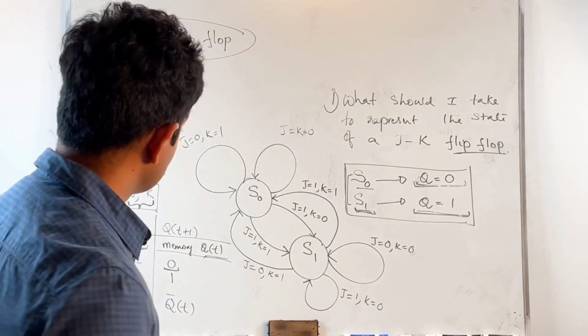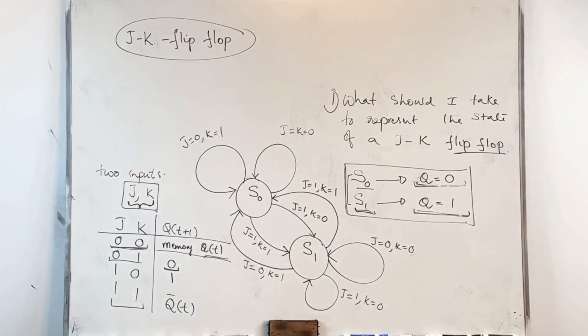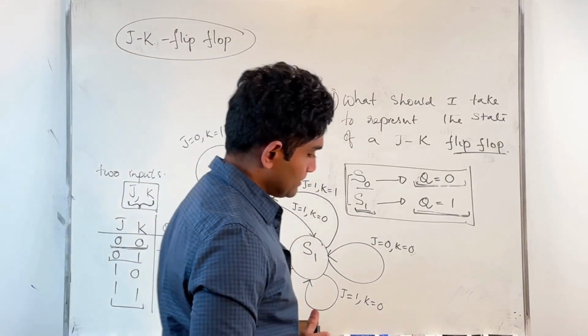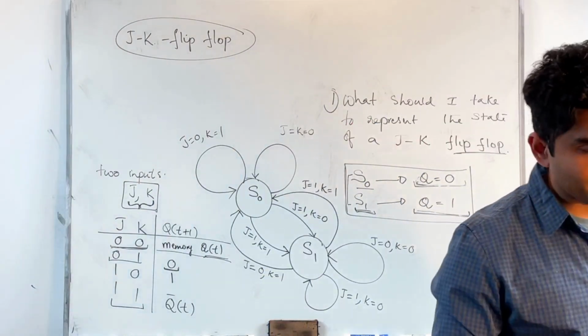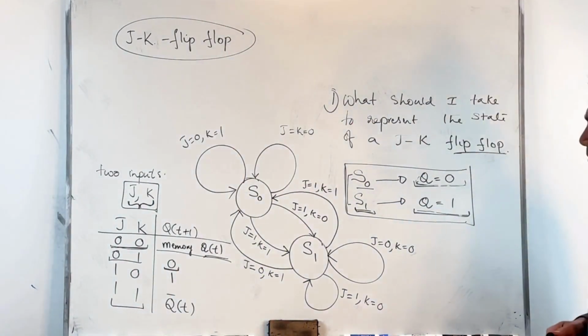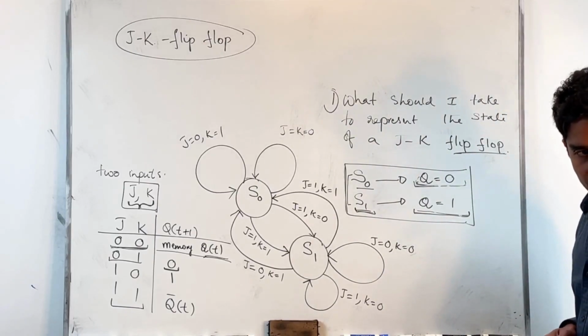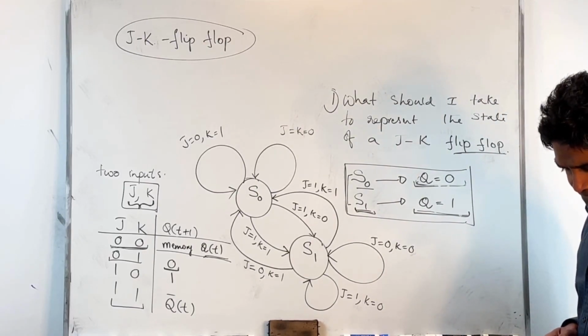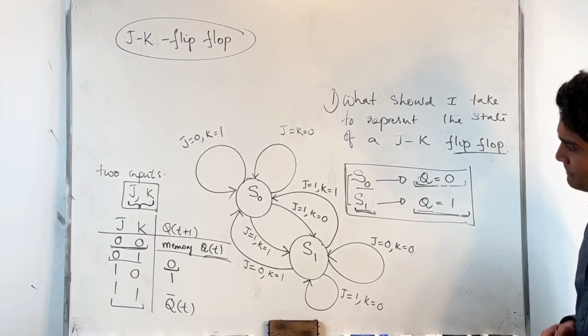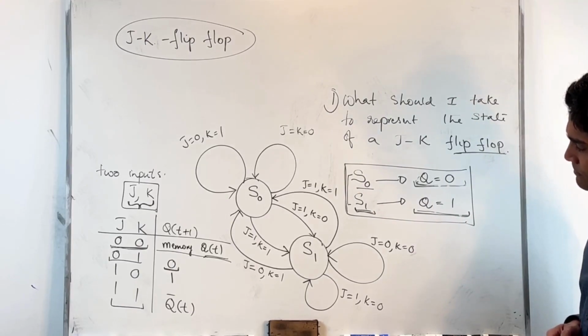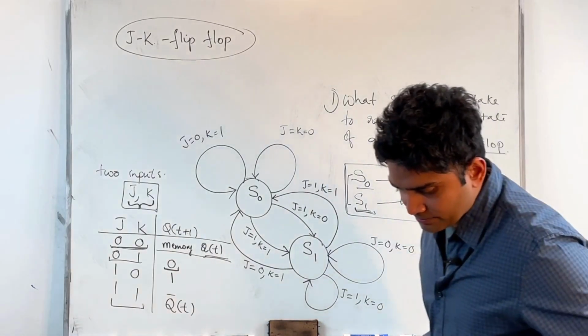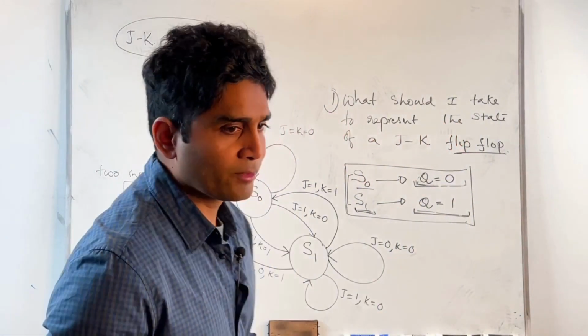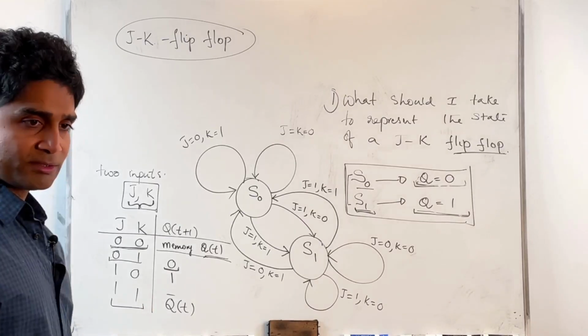And that's it. Right? And that's the truth table, or rather the state diagram, for a JK flip-flop. Okay. All right. Any questions on this?